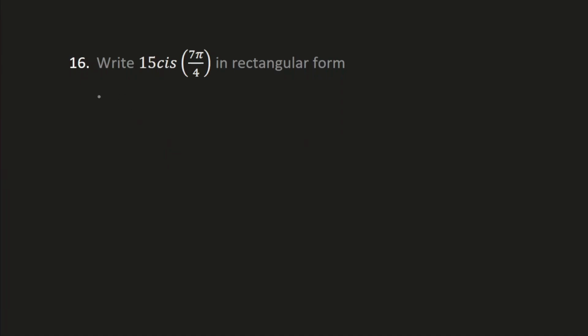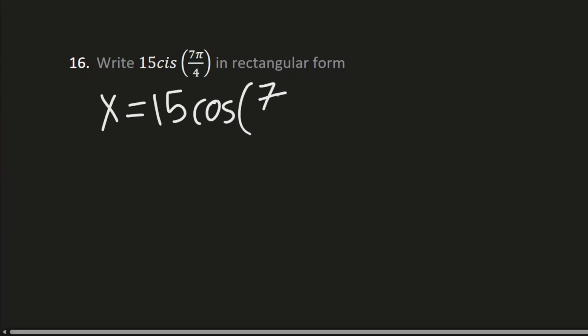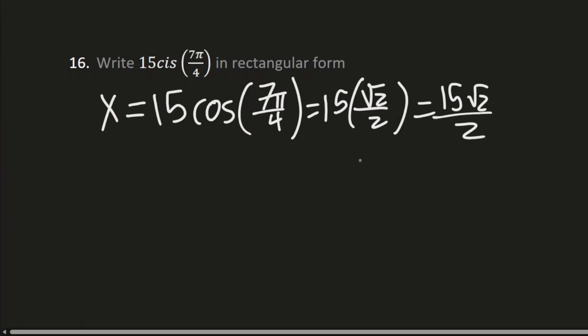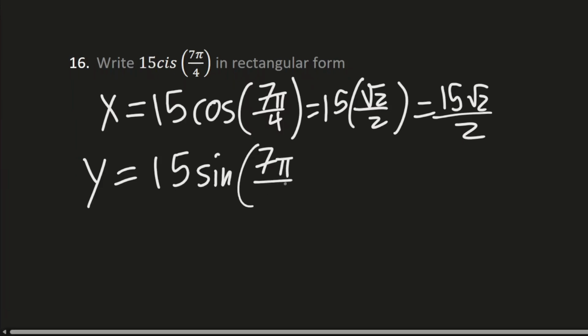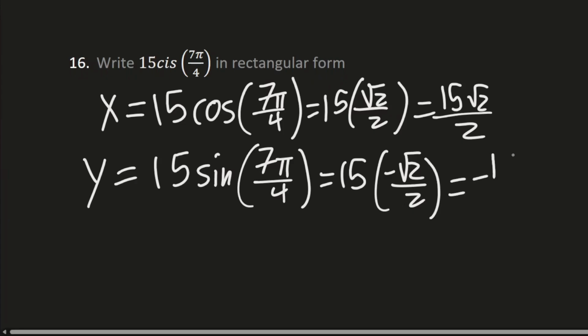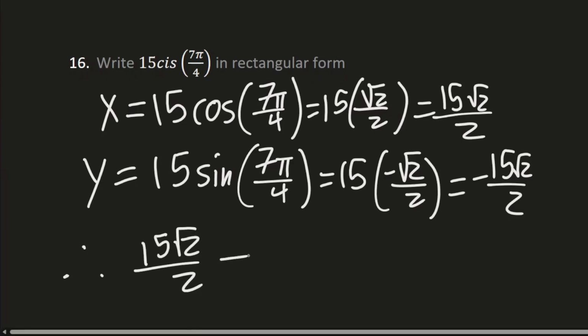For this question, our real part x is going to be equal to 15 times the cosine of 7 pi over 4, which is equal to 15 times square root of 2 over 2. For the imaginary part, y is equal to 15 times the sine of 7 pi over 4, and the sine of 7 pi over 4 is negative square root of 2 over 2. And therefore, we can write this number as 15 times square root of 2 over 2 minus 15 square root of 2 over 2 i.